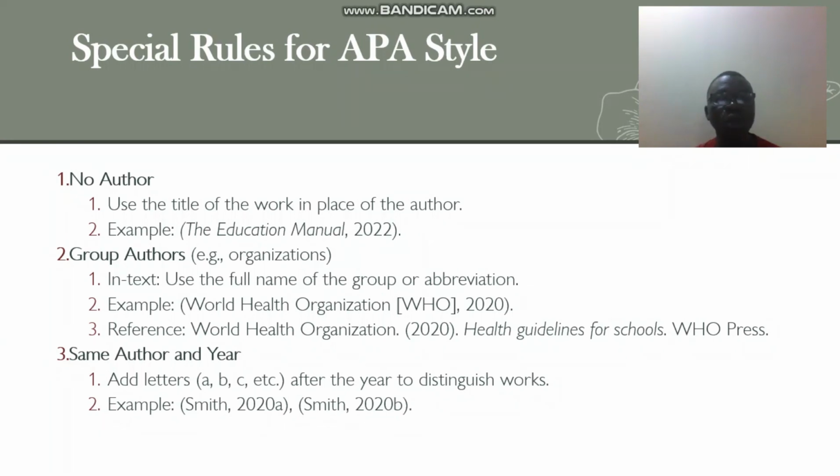So for the same author and year, you use letters A, B, C after the year to distinguish works. Example, you have Smith 2020A, which refers to the first one, and then you have Smith 2020B, which will be referring to the second one. It's the same author and also the same year.